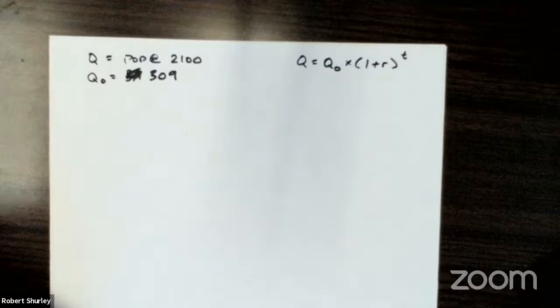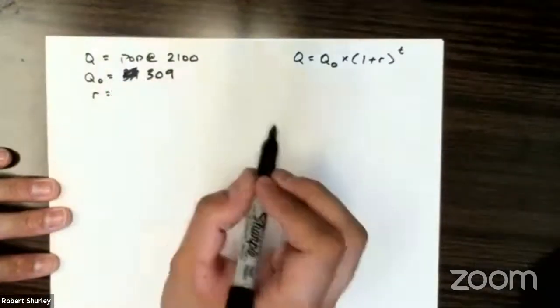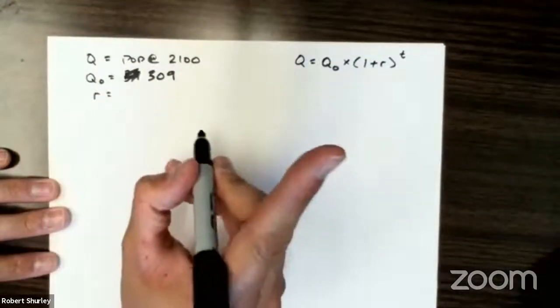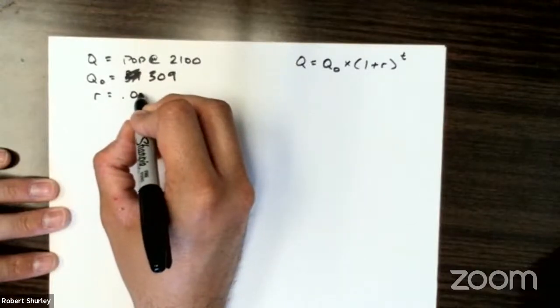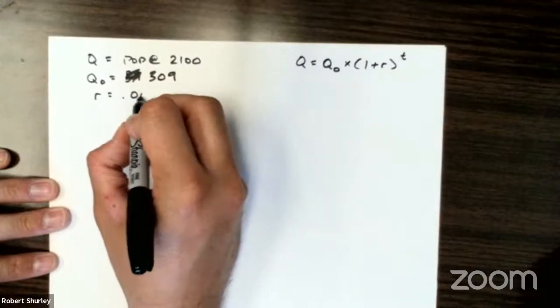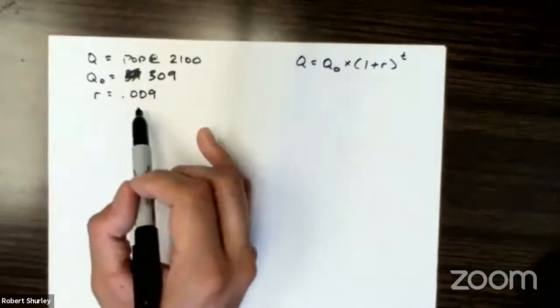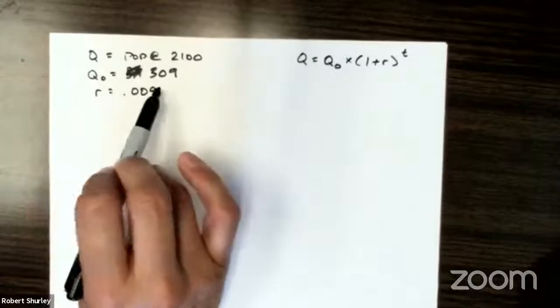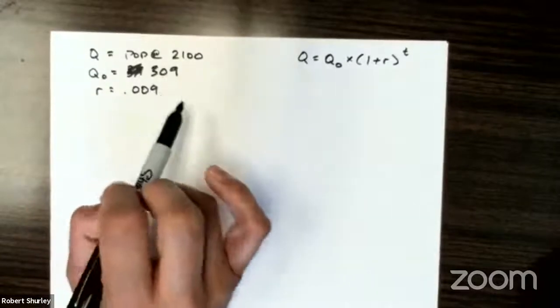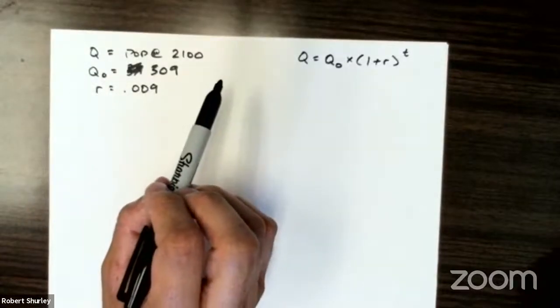Now we've got the rate too. The rate is 0.9% per year, so years is important. So that's going to be 0.009. If it's 0.9%, then 0.009 is the growth rate. Remember, you have to move the decimal 2 places to the left.